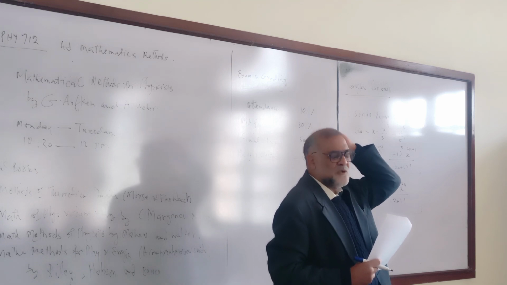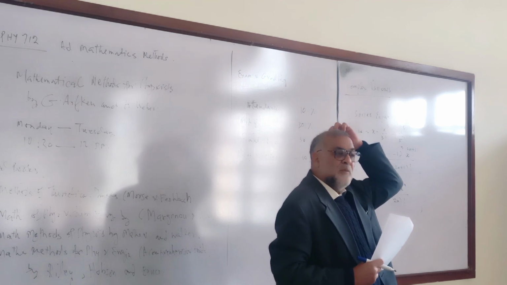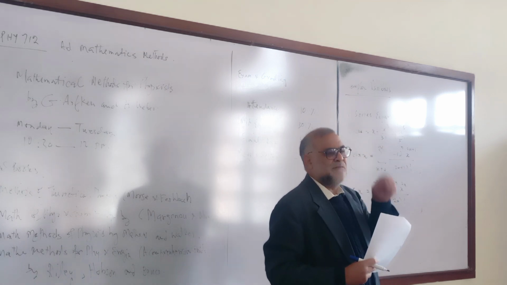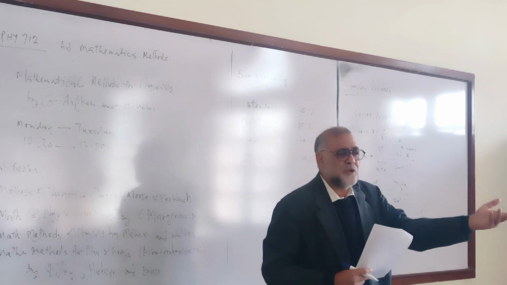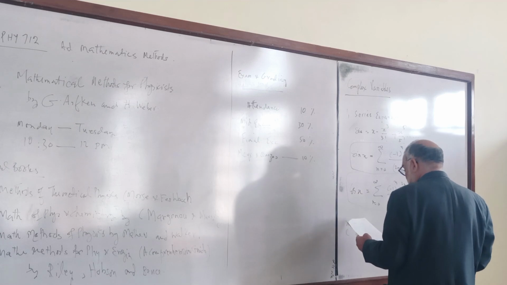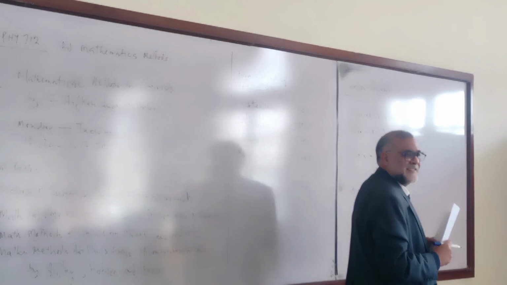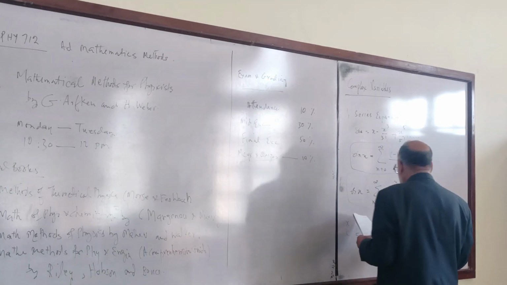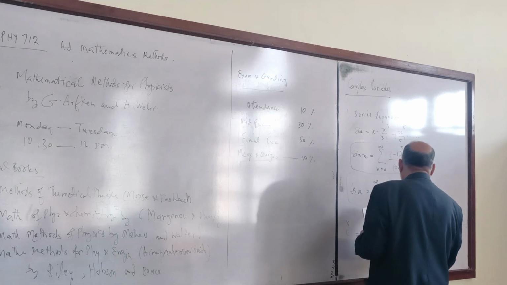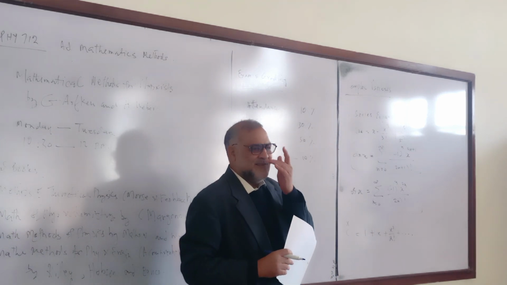X to the power 0, when x is equal to 0. When the variable is equal to 0, the exponential function is equal to 1. And as the variable increases from 0, it changes. So, 1 plus x, plus x squared by 2 factorial, plus so on. This is the exponential function.